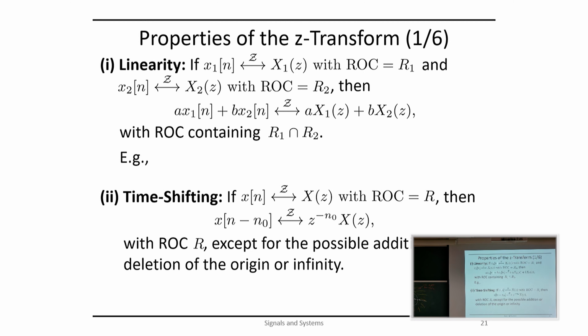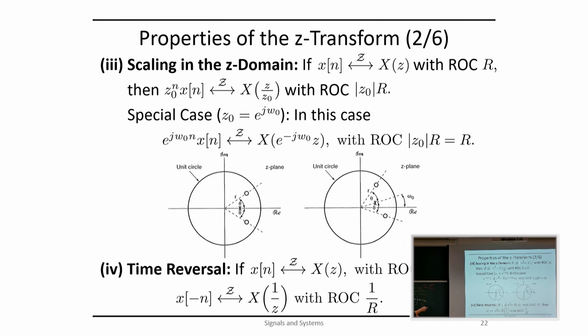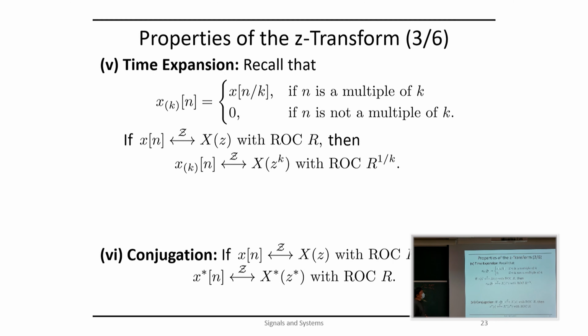So I don't want to go through these one by one, because these are all the same. Maybe I'll talk about one that's a little bit different. So this is linearity, this is time shifting. When you shift in time, you can think of it as a phase shift in the frequency domain. So in the Z domain, this is z to the minus n naught. Something similar occurs the other way around. And the time reversal. So maybe this one is a little bit different.